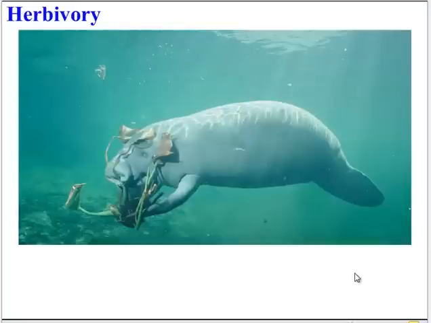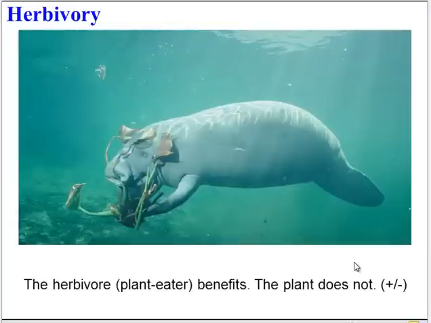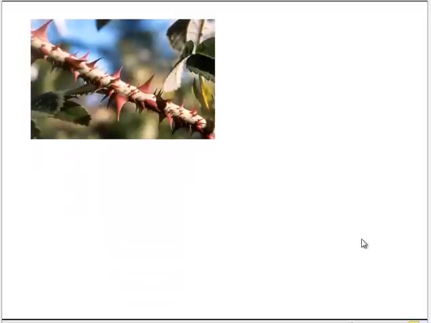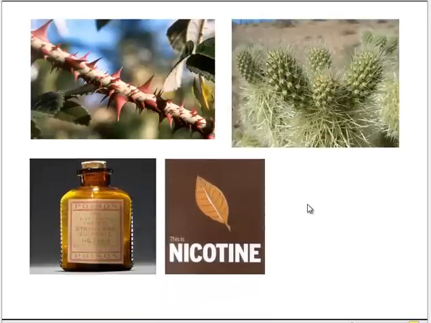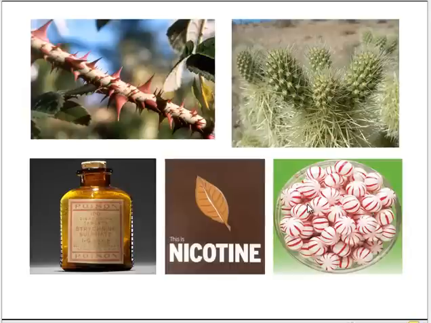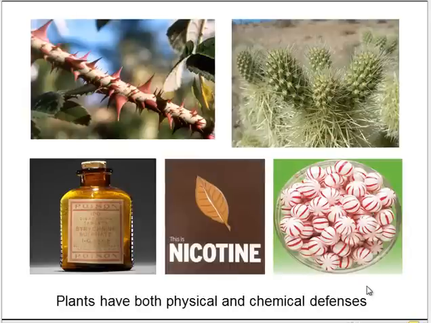Herbivory is similar, only this time it's the herbivore preying on a plant. And in this case, of course, the herbivore benefits, but the plant does not. Plants can't run away, but they do have defense mechanisms. For example, thorns or spines, or they may even produce chemicals that are toxic or taste bad. Peppermint, nicotine, and strychnine all come from plants as chemical defenses.